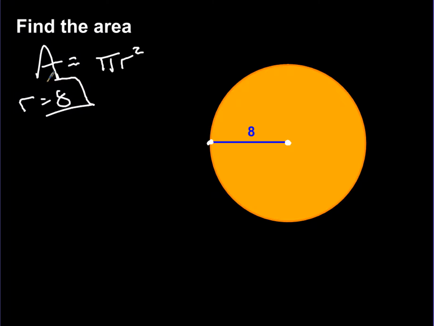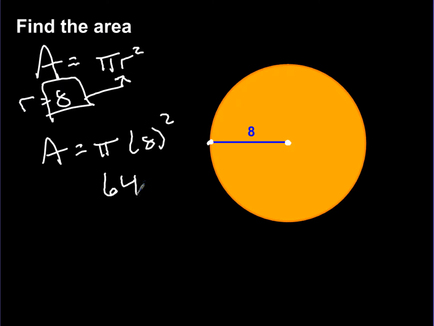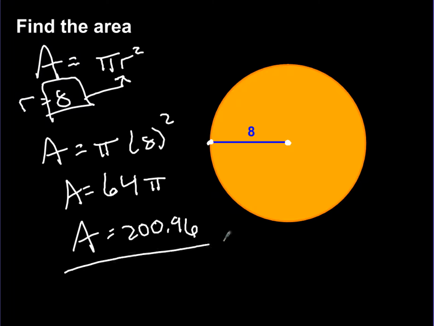So now I can take that 8 and substitute it into my formula. So the area equals pi times 8 squared. 8 squared is 64. So my area is 64 pi. And then I can plug that into my calculator. 64 times 3.14, and that gives me an area of 200.96.